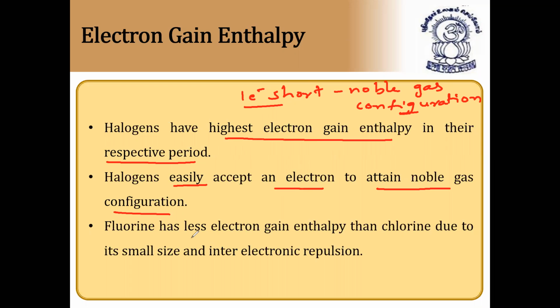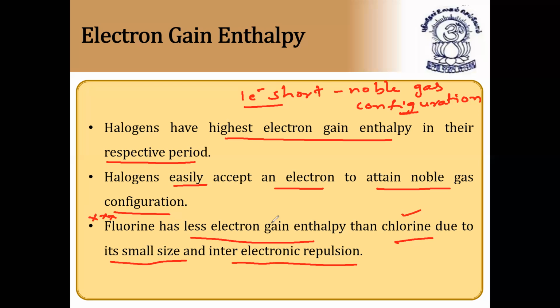Fluorine has less electron gain enthalpy than chlorine. This reason is very important: due to its small size and inter-electronic repulsion, fluorine has less electron gain enthalpy than chlorine. I hope it is clear.